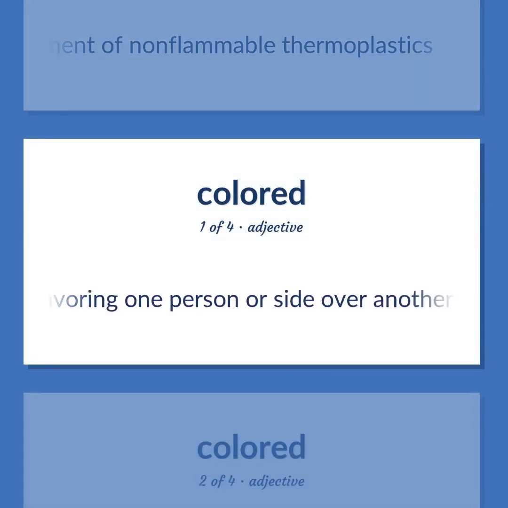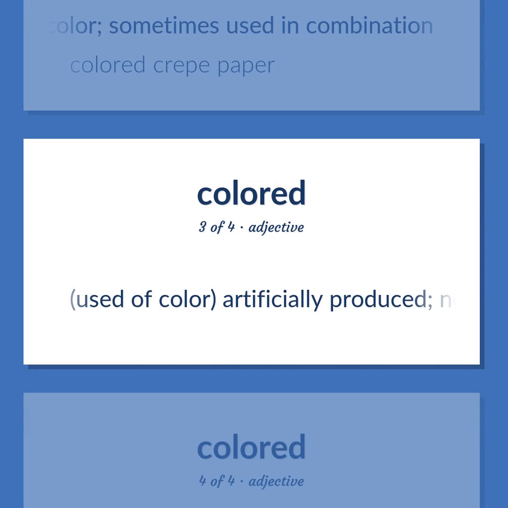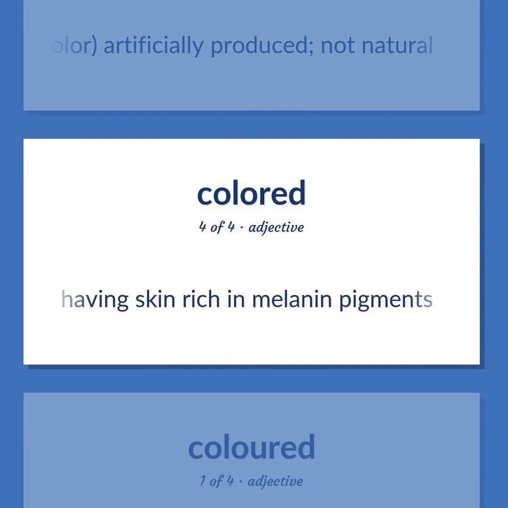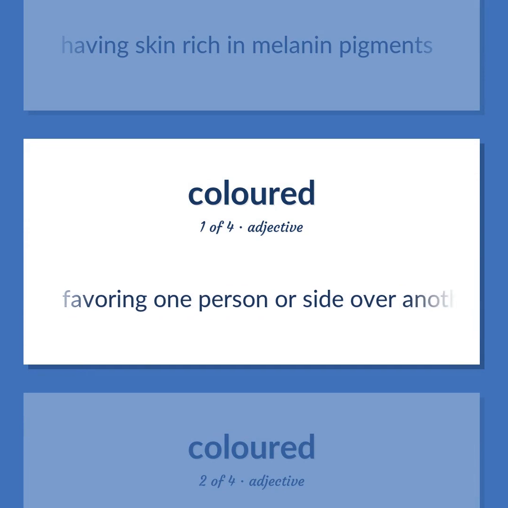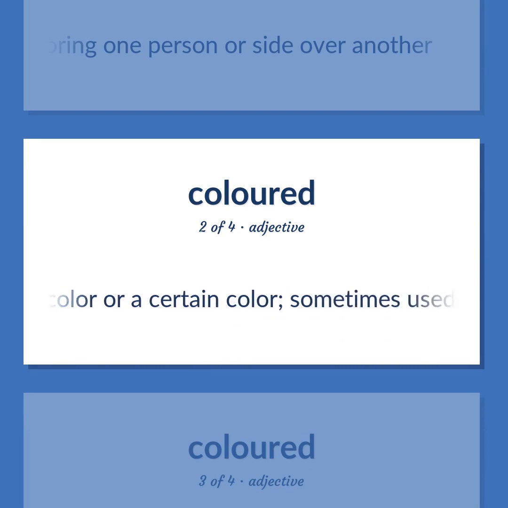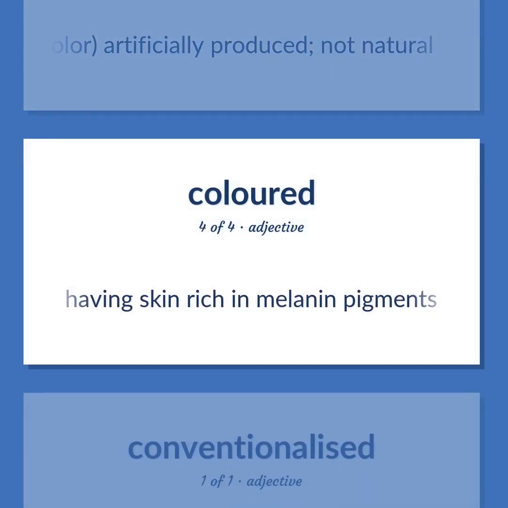Favoring one person or side over another. Having color or a certain color, sometimes used in combination. Colored crepe paper. Used of color, artificially produced, not natural. Having skin rich in melanin pigments.